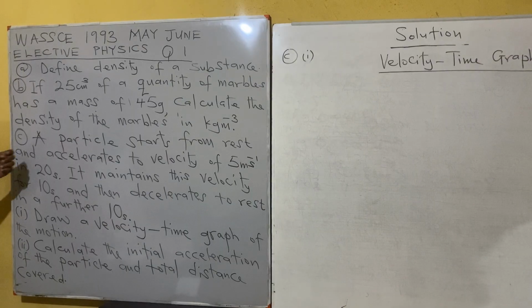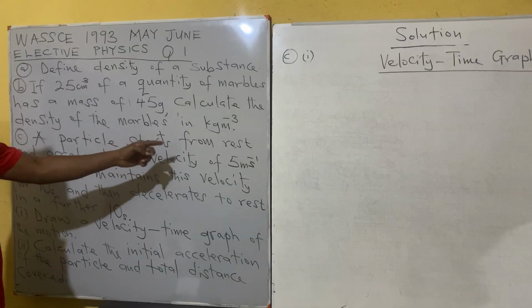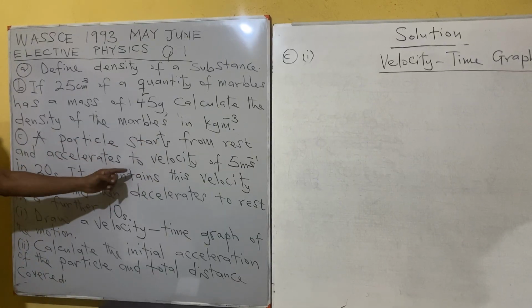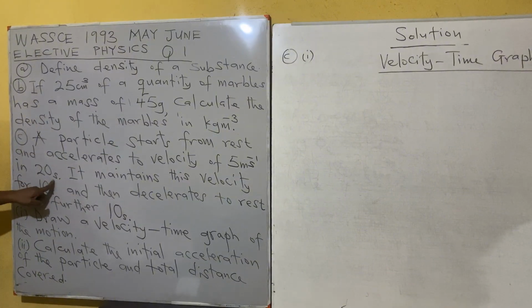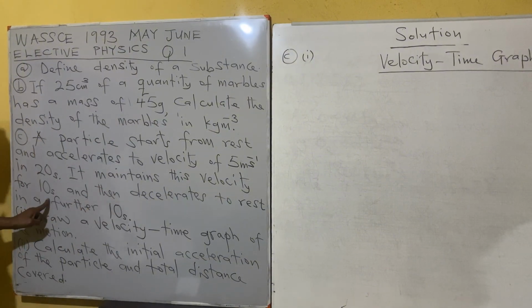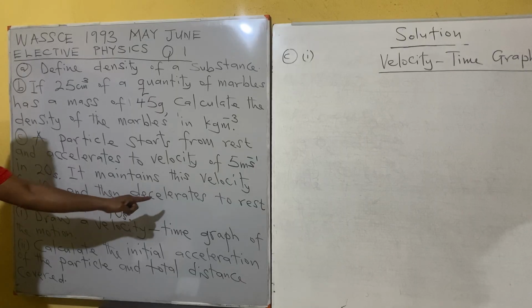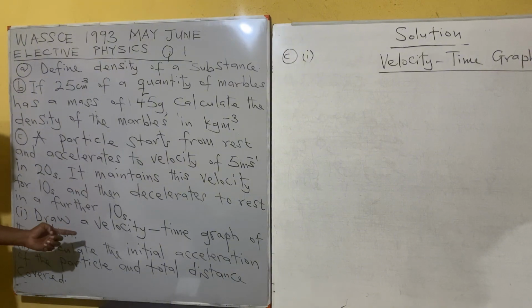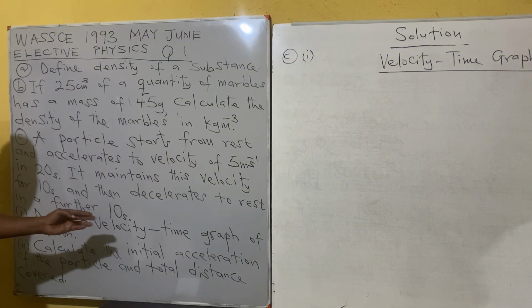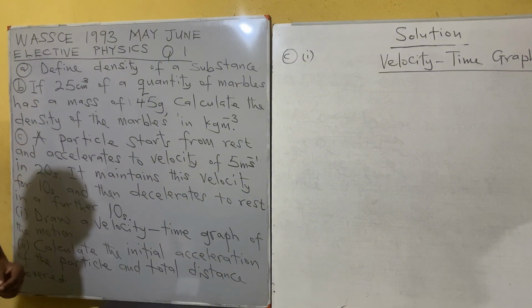C. A particle starts from rest and accelerates to velocity of 5 meters per second in 20 seconds. It maintains this velocity for 10 seconds and then decelerates to rest in a further 10 seconds. I. Draw a velocity time graph of the motion.